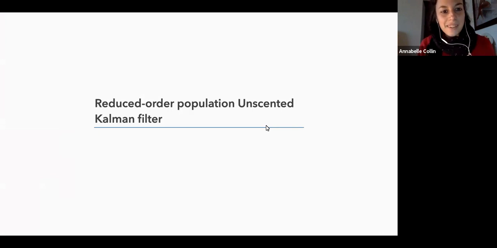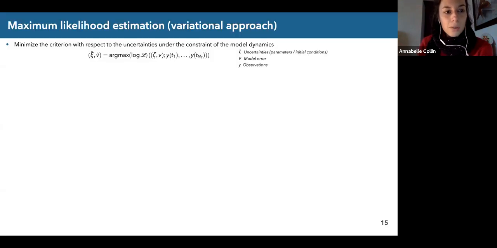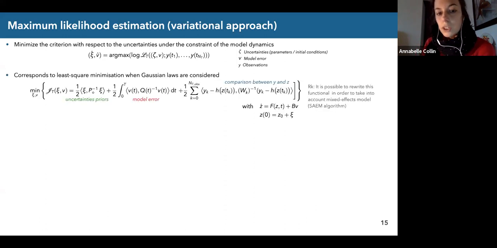Okay, thank you, Mélanie. And now I will continue and focus on our data assimilation strategy. So our objective is to minimize a criterion with respect to the uncertainties under the constraints of the model dynamics. When Gaussian laws are considered, this corresponds to classical least square minimization. The first part here concerns the uncertainties priors, the second part the model error, and here it's a comparison between the observations and the solutions of the model.